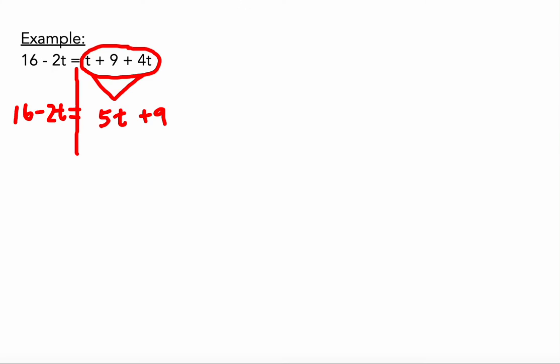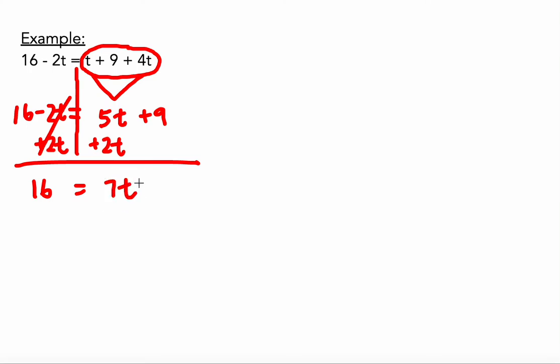All right, now we'll continue to the second step like before. We'll move our variables and our constants around. I'm going to add 2t to both sides because this negative 2 is smaller than that 5. So I'm going to have it join this side by canceling out over here because they're opposites, negative and positive. 16 is left over. 5t plus 2t is 7t. So remember, if they're on the same side, you can just combine them like normal. t plus 4t is 5t.